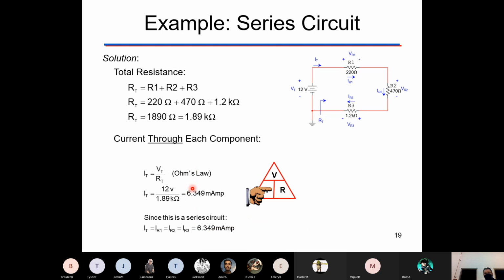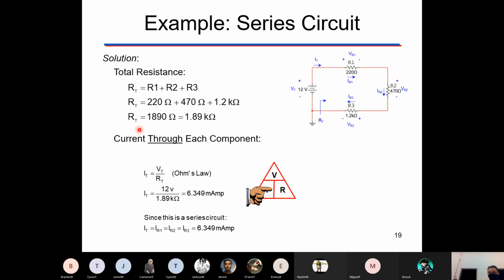Your total resistance is going to be R1 plus R2 plus R3. R1 was 220, R2 is 470, and R3 is 1.2K. So it's 220 plus 470 plus 1.2K. Remember that this is 1200. And that's how we got 1.89K or 1890 ohms. That's how we solved for how much resistance was in that circuit.